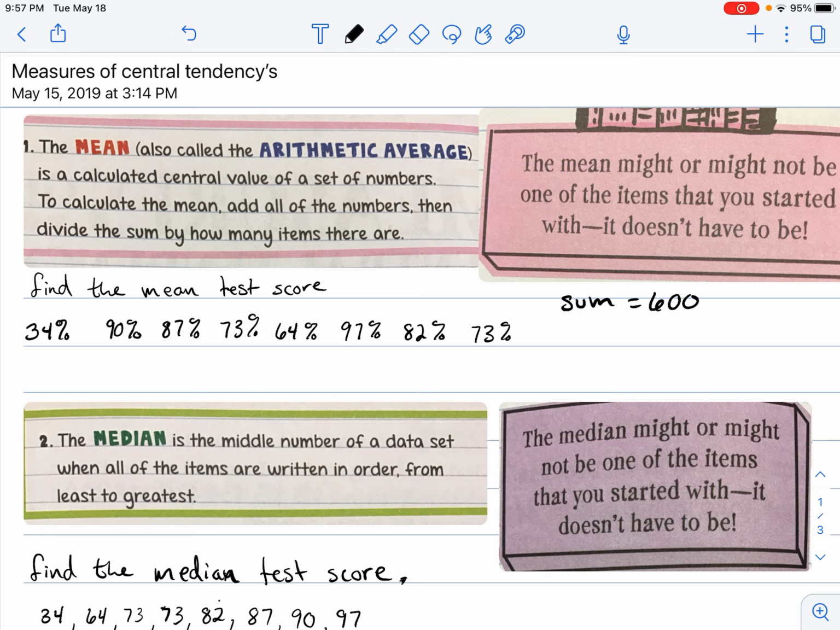All right, so when you add these all up, your sum is equal to 600. Okay, so then your mean is going to equal 600 divided by our total amount, which was 8. There were 8 test scores, so to find the average, we're going to divide the sum by 8. And when you do that, you're going to get 75%. Okay, so there we found a mean. We just took the sum of all our data points and then divided by the number of data points, which here was 8.